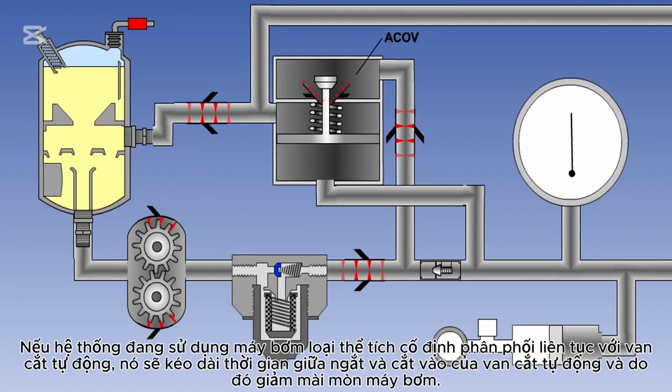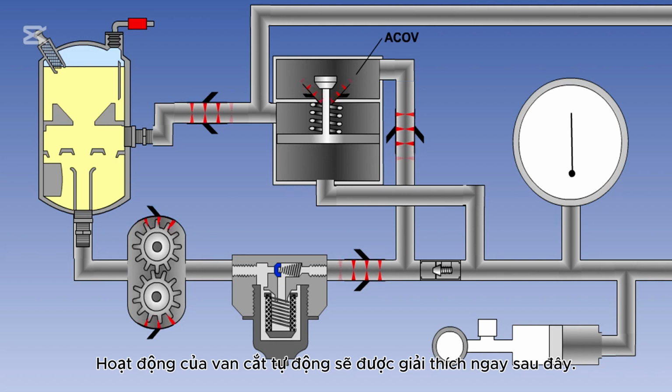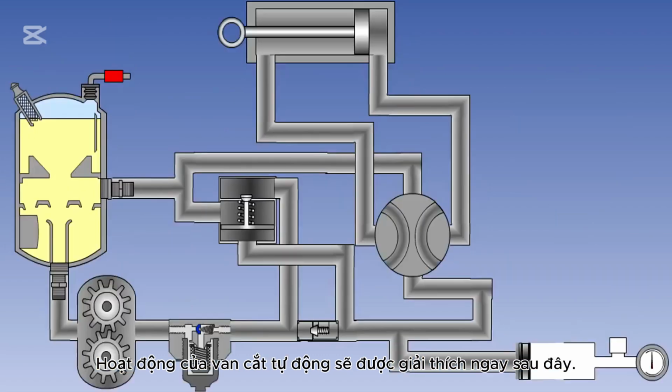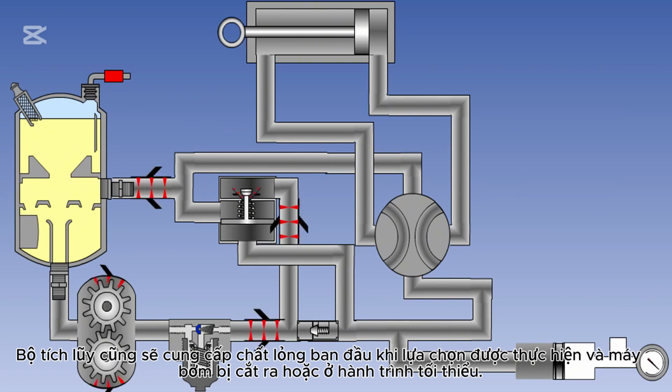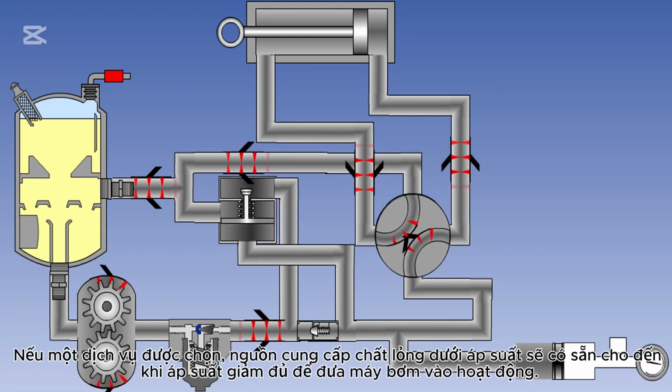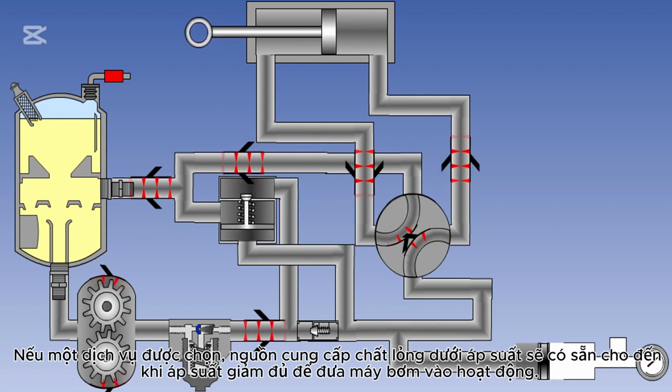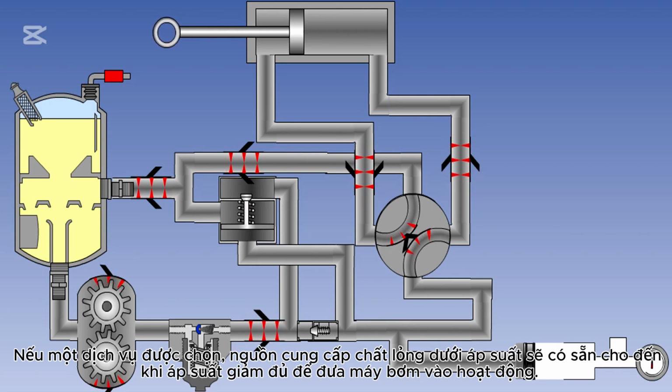If the system is using a constant delivery fixed volume type pump with an automatic cutout valve, it will prolong the period between cut-out and cut-in of the automatic cutout valve, and so reduce the wear on the pump. Operation of the automatic cutout valve will be explained shortly. The accumulator will also provide the initial fluid when a selection is made and the pump is cut out, or at minimum stroke. If a service is selected, a supply of fluid under pressure is available until pressure drops sufficiently to bring the pump online.